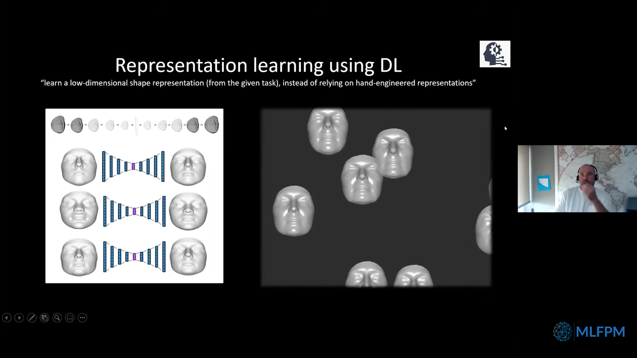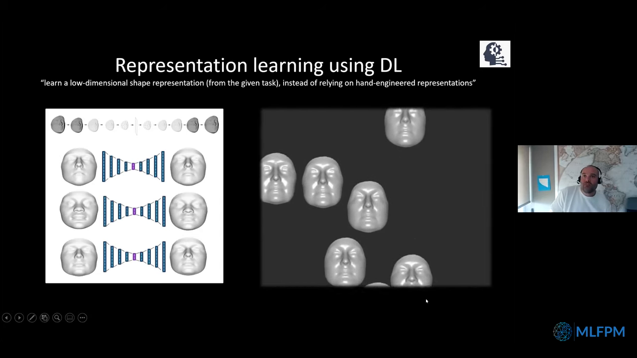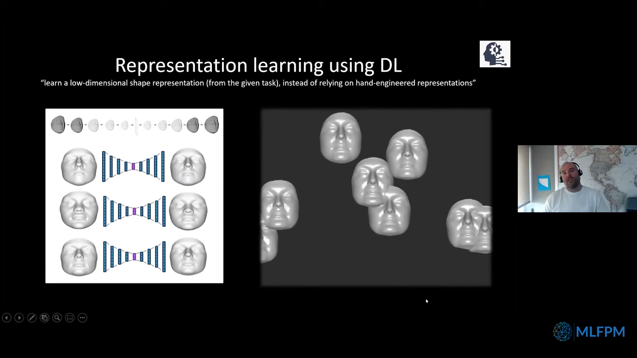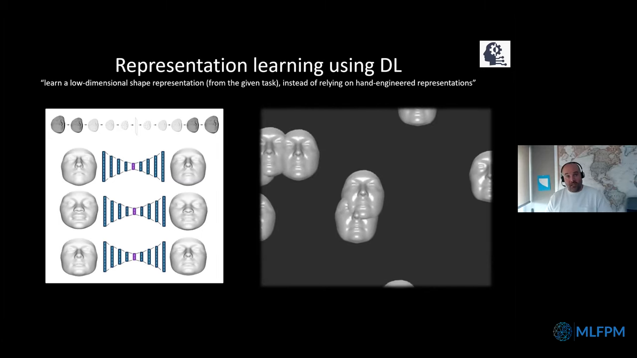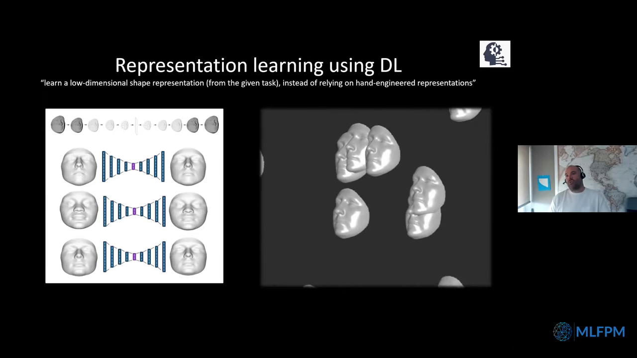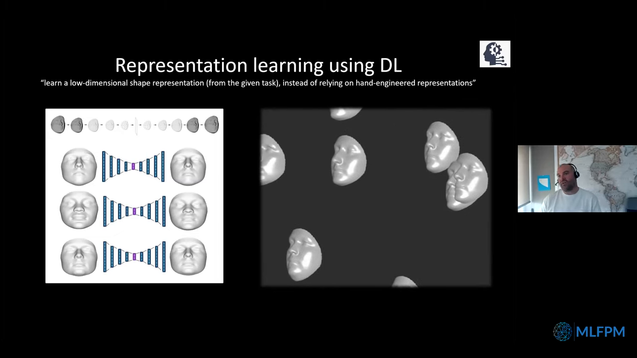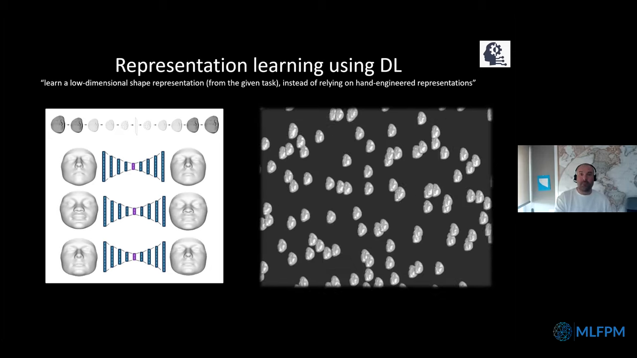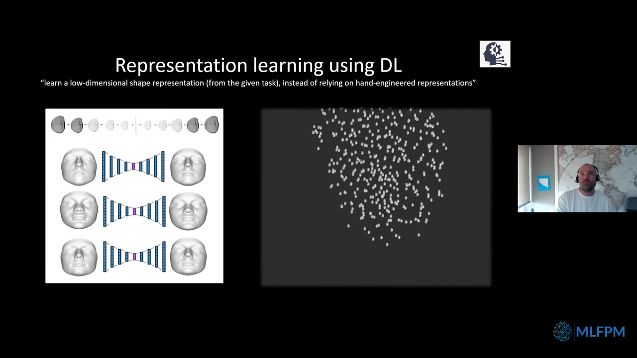And here, essentially, what I show is that I trained an autoencoder on 16,000 faces. Then I did some kind of t-SNE visualization of the faces. And as you can see, the autoencoder is able to encode faces that look alike closer to each other. So it's clear that the autoencoder is learning what facial variability is all about. So that's the next step of representation learning, but now using deep learning.